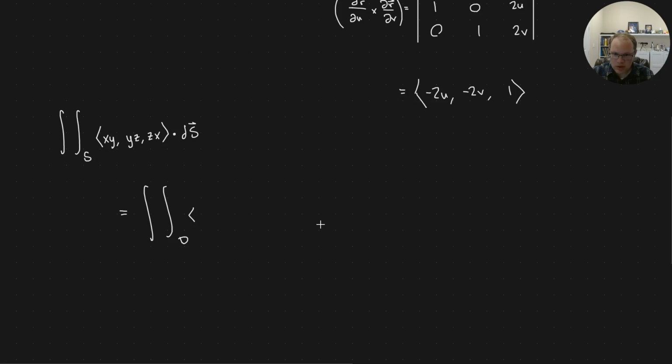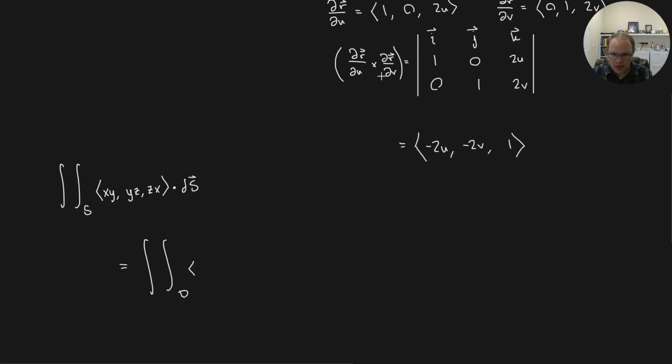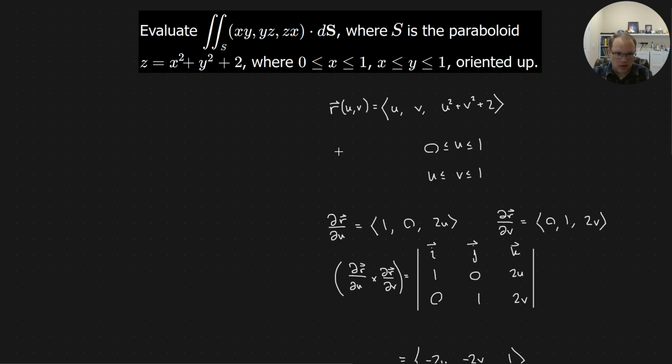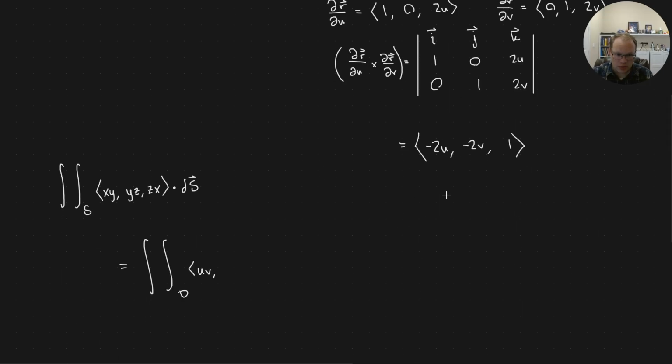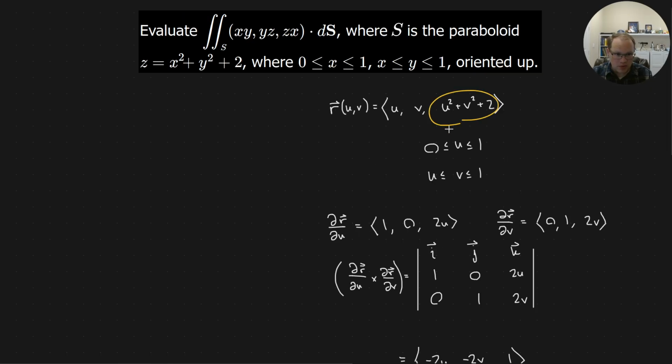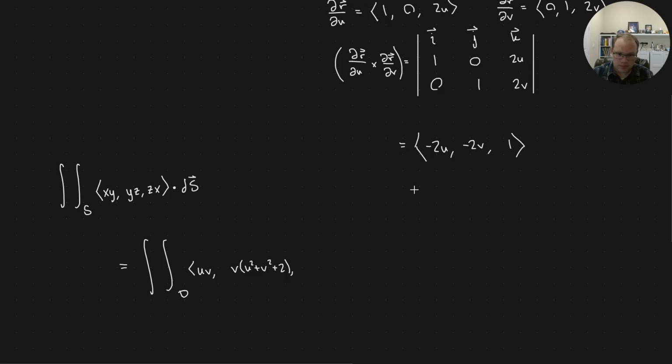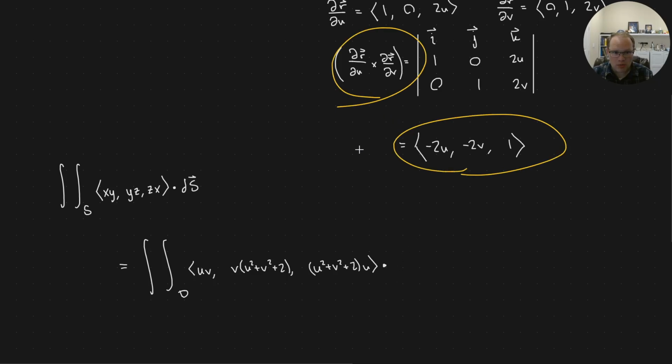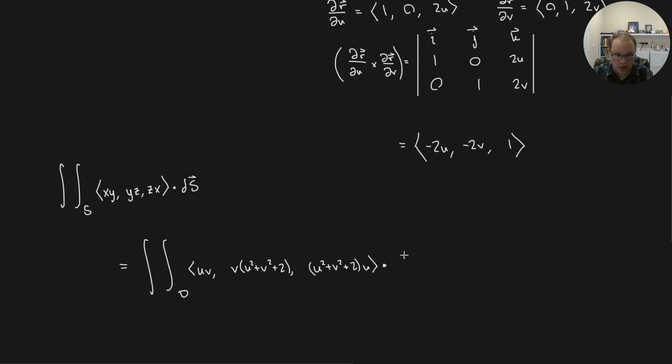Okay. We have xy, that's uv. yz is v times u squared plus v squared plus 2. And zx, z is u squared plus v squared plus 2, and x is u. I'm going to take the dot product of that with my cross product of partial derivatives, just plugging into the formula.